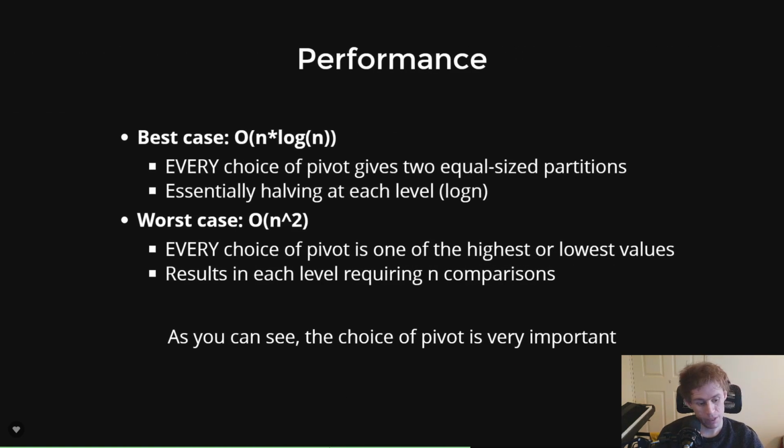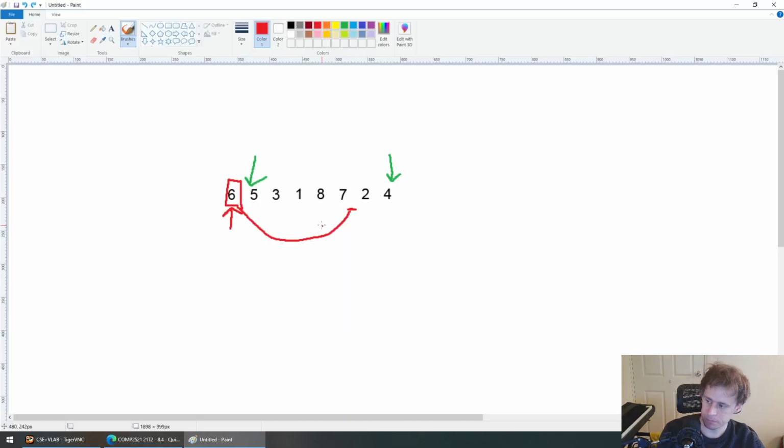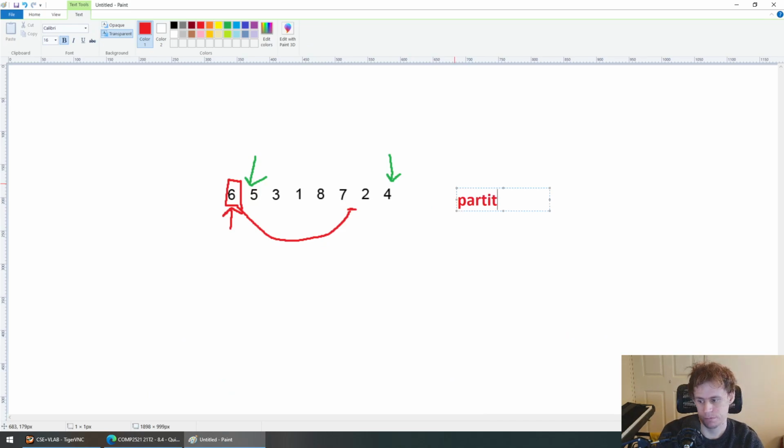Now, when we get onto performance, the best case of Quicksort is O of n log n. And the reason that the best case is O n log n is similar to merge sort in the sense that partitioning is an O n time operation. Because remember, partitioning is not sorting.